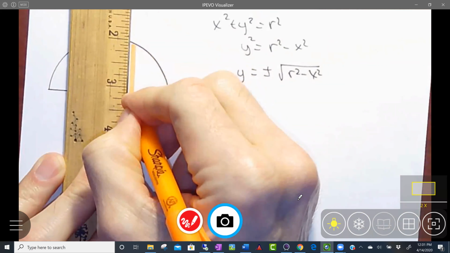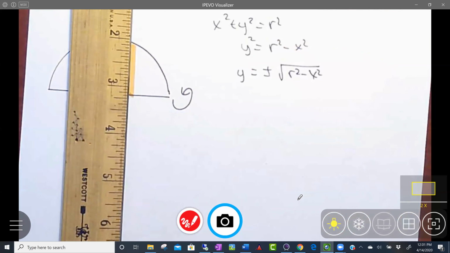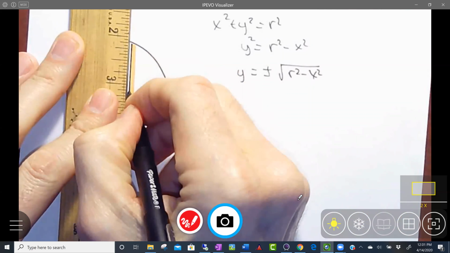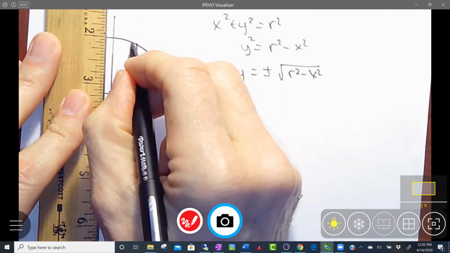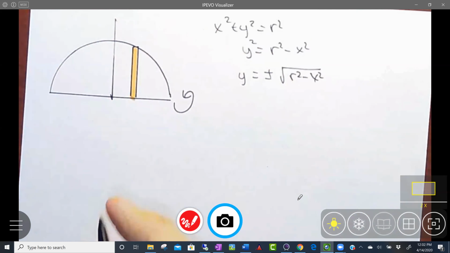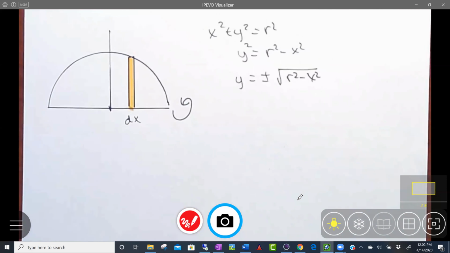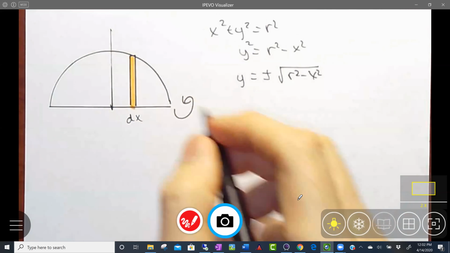And here's the thing. You don't have to envision what they look like when they rotate around the x-axis. Instead, what I'm going to ask you to do is envision my little dx slice. What's that going to look like when you rotate it around the x-axis? It's going to look like a disc.